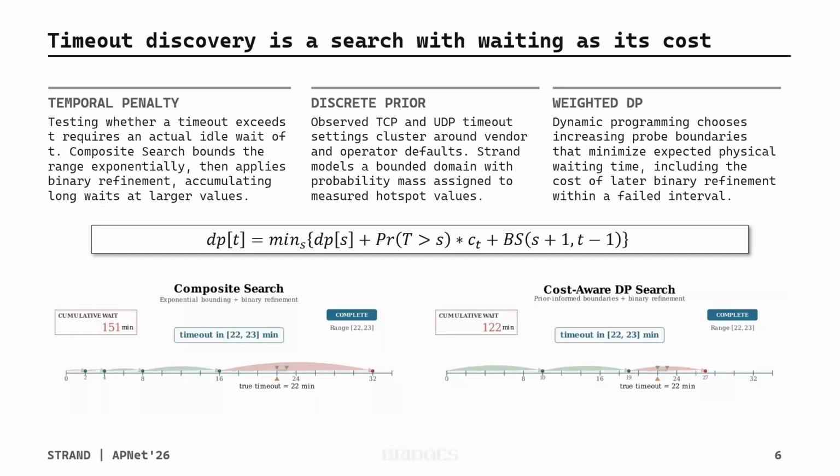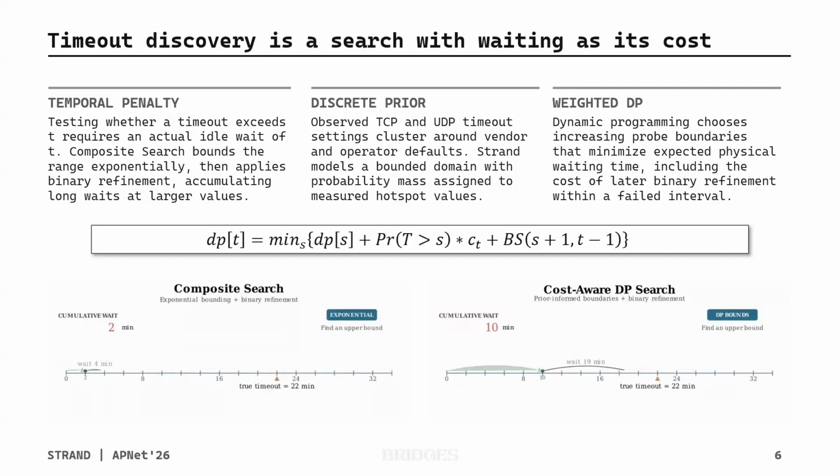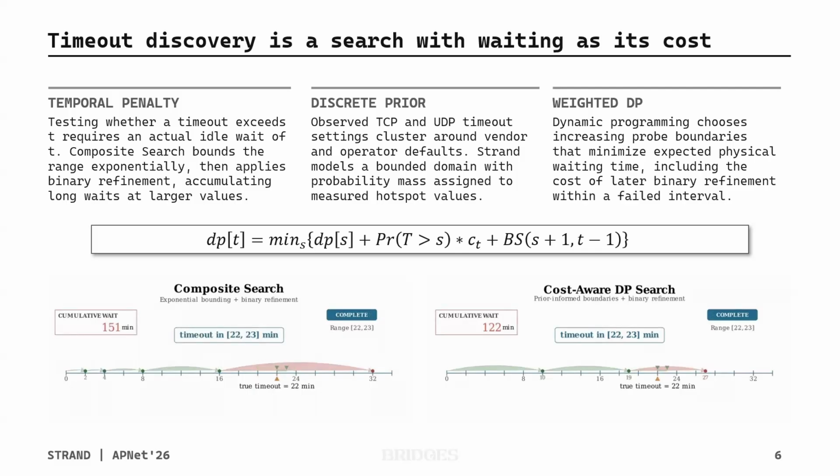Strand uses a bounded discrete domain and assigns prior probability to timeout values observed in measurements. These values tend to cluster around configuration defaults for different routers or switches, like 20 minutes or 30 minutes, rather than following an arbitrary continuous distribution, which increases the efficiency of the search.